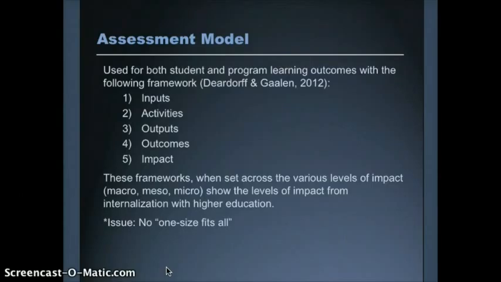There's an issue though. No one size fits all. Issues with assessments such as this rely on self-reported measures using convenience data instead of rigorous methodology, which makes it more difficult to carry through to any given institution or any other nation's educational system.